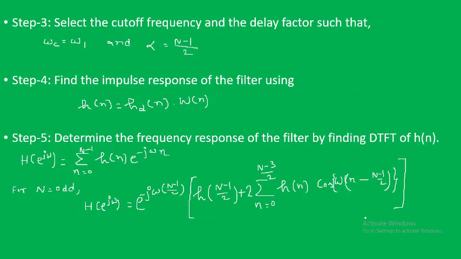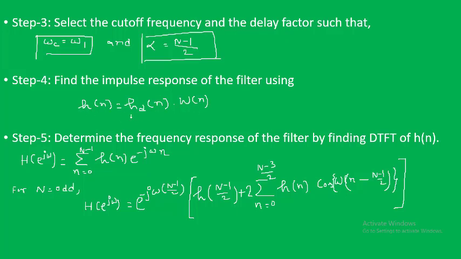So step 3, select the cutoff frequency and delay factor such that omega c equal to omega 1. This point earlier we have discussed. Omega c equal to omega 1, and alpha for linear phase we need to choose alpha equal to (N minus 1) by 2.